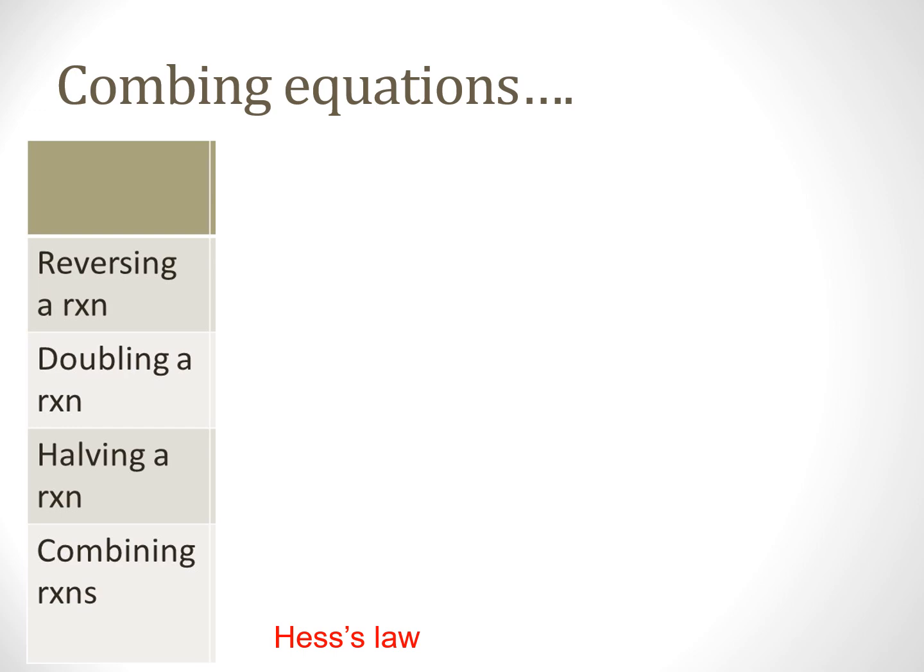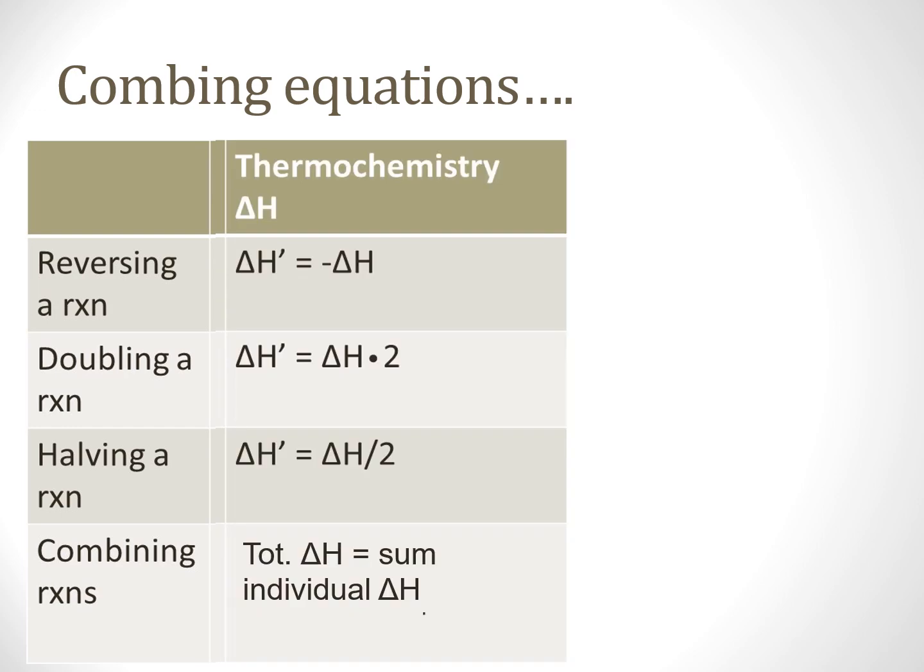For the delta H of reaction, so the heat that is exchanged during the reaction when the reaction happens at constant pressure, if we reverse a reaction, the delta H is going to be the same number with an opposite sign. If we do a multiplication, we have to multiply the delta H by the same factor. If we divide, that would be like multiplying by 0.5. We need to divide the delta H by the same number. If we combine a set of reactions, the total delta H is going to be the sum of the individual delta H, and that's Hess's law.